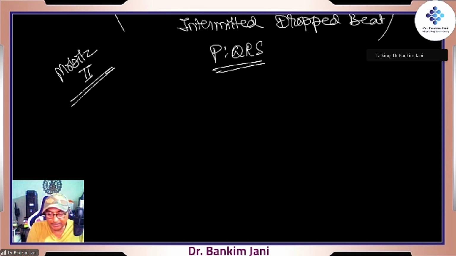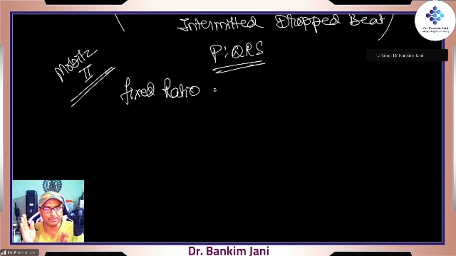So here we said that it is a PR interval. Right? It will be having a fixed ratio. The ratio can change in case of Mobitz 1, but over here in Mobitz 2, it is absolutely a fixed ratio. Fixed ratio of what? P to QRS. So it can occur like 2 P waves and 1 drop, right?